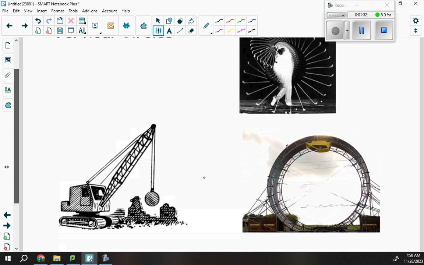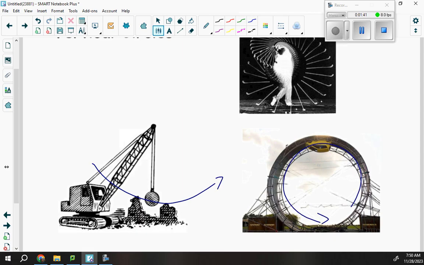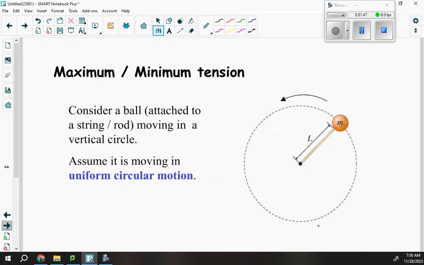Okay, so vertical circles. There are a bunch of different situations, like we can have part of a vertical circle, a pendulum swinging, or a car going around the inside of a loop-de-loop. We also have golfers, which we don't really deal with very much. We have to take into account a whole bunch of different things with these. One of the things we need to take into account is maximum or minimum tension.